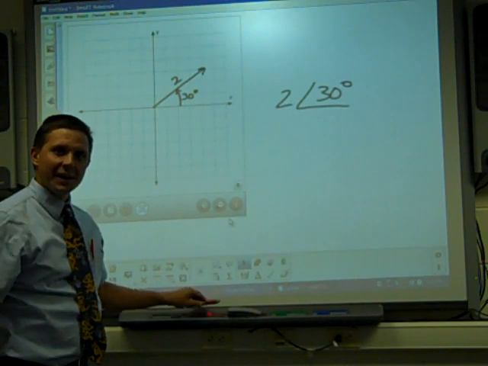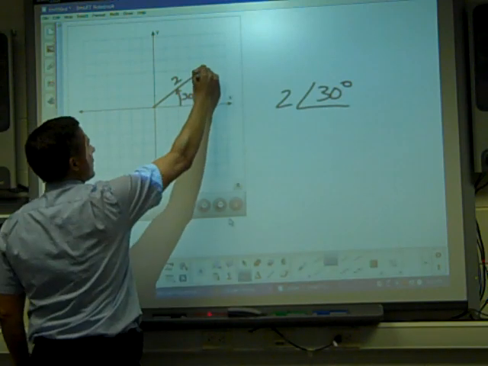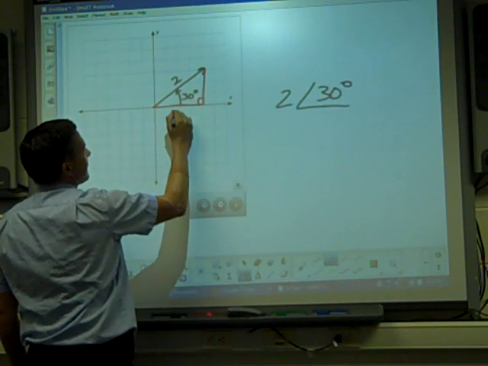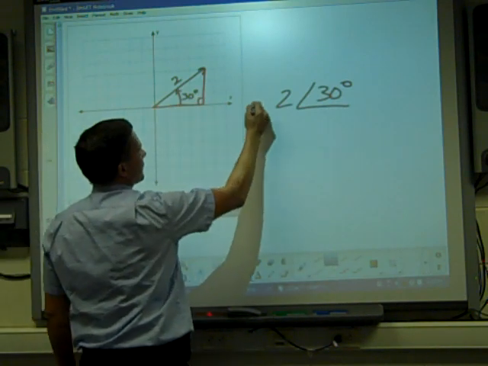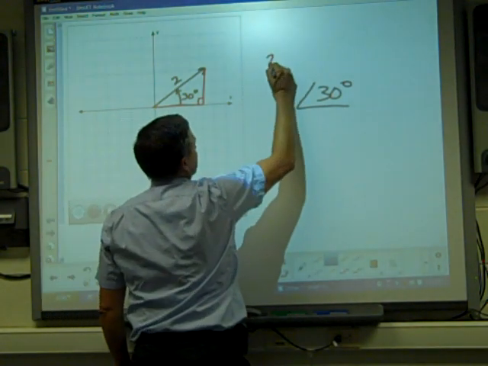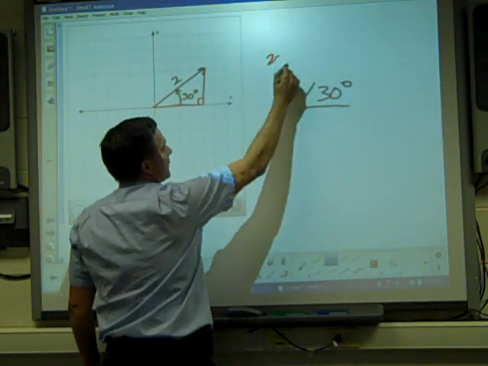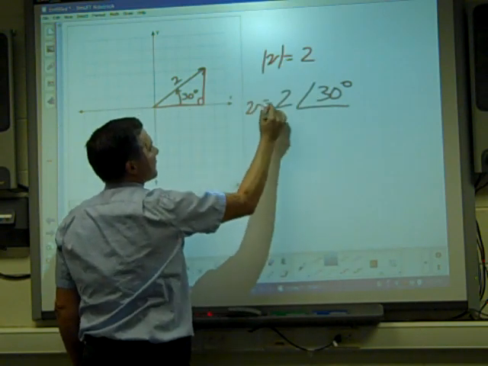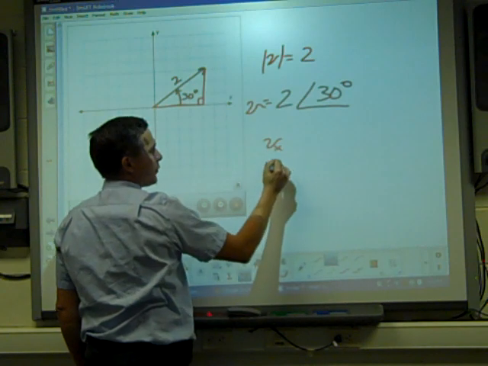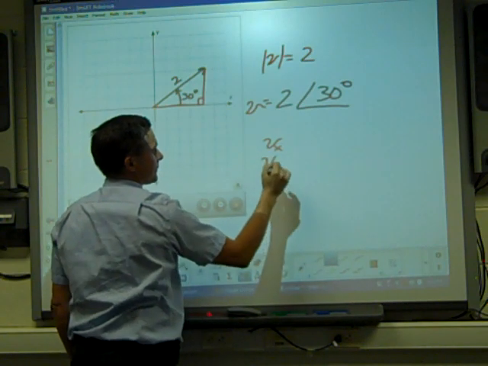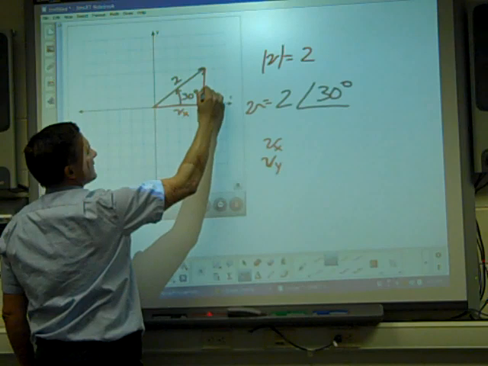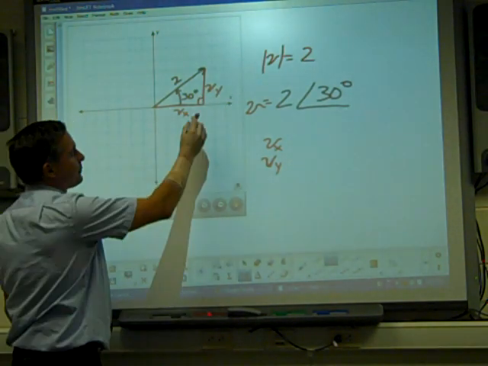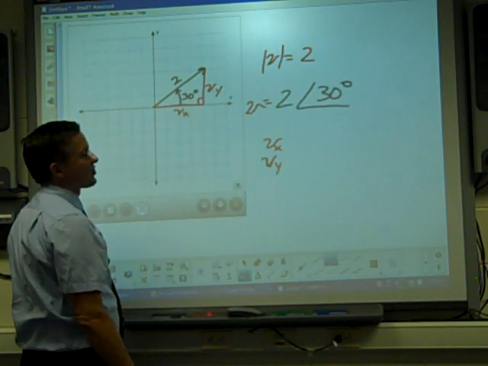Anytime we do this, we can break this into a triangle. It can be drawn as a right triangle. And if I call this vector V, in italics, the magnitude of this vector would be 2. This would be the vector. I can find its x component and its y component, vector x, vector y.